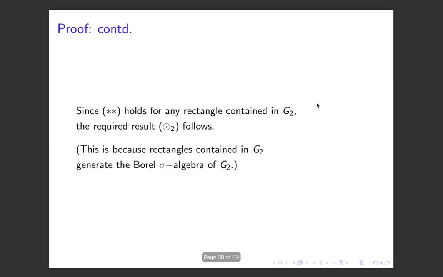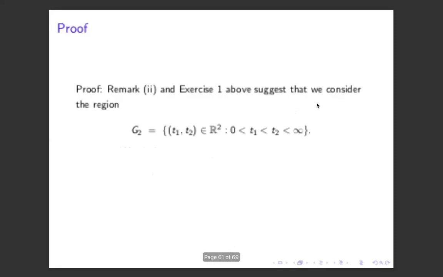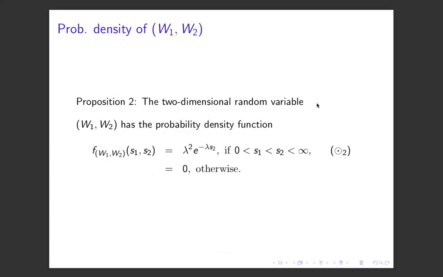Okay. So that proves this important result. This result is our key to understanding (W1, W2), and a similar analysis will be extended to (W1, W2, ..., Wn) and things like that.